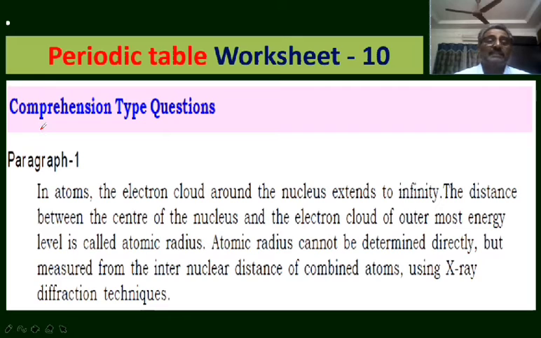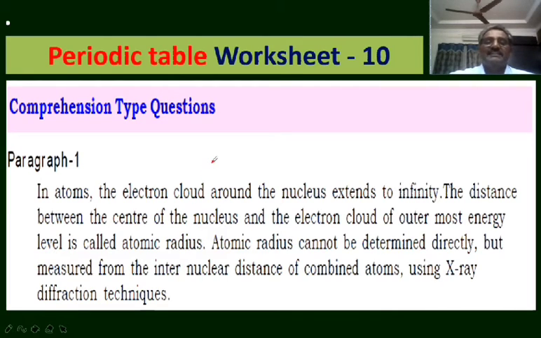Next, comprehension type questions. Paragraph 1. In atoms, the electron cloud around the nucleus extends to infinity. The distance between the center of the nucleus and the electron cloud of the outermost energy level is called atomic radius. The atomic radius cannot be determined directly but is measured from the internuclear distance of the combined atoms using X-ray diffraction techniques. So this is the definition of atomic radius.